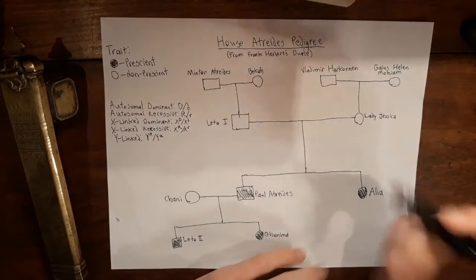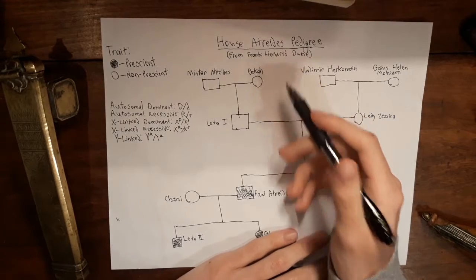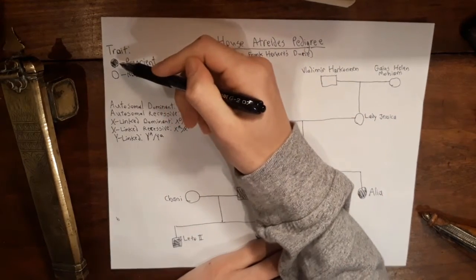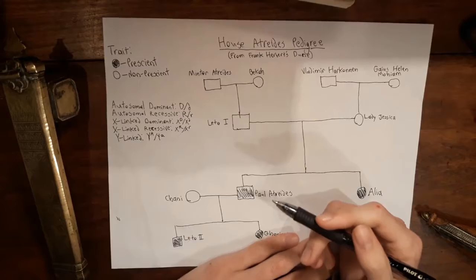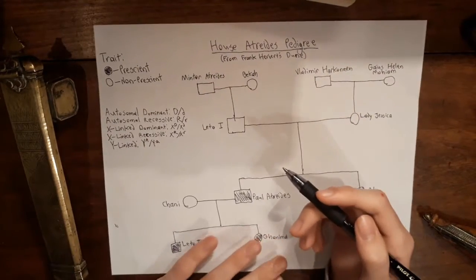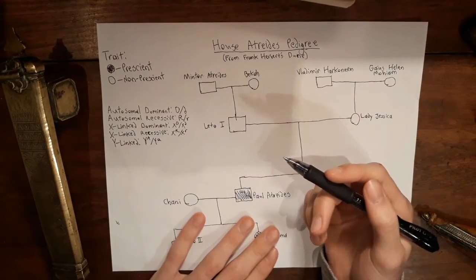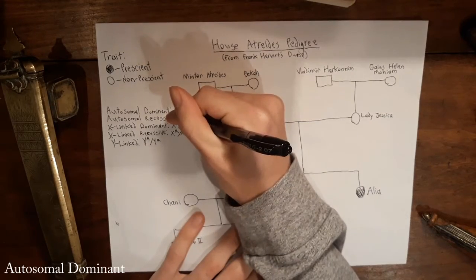Here we see a pedigree of House Atreides, where individuals who are prescient are shaded, and those who lack the phenotype are unshaded. Let's go through several modes of inheritance to see what modes are consistent with this pedigree. The first mode we'll look at is autosomal dominant.